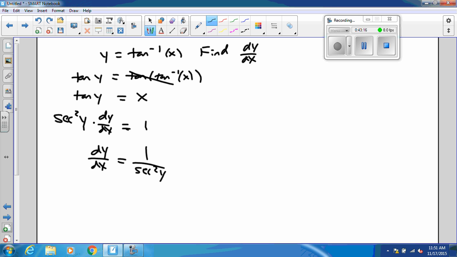Cosine squared is... I'm looking for something in terms of tangent. Oh. 1 plus tan squared equals secant squared.